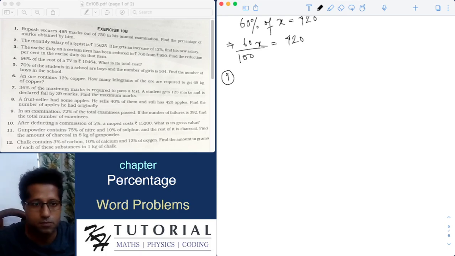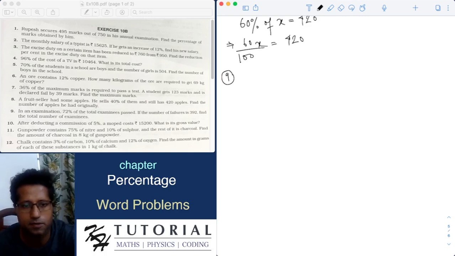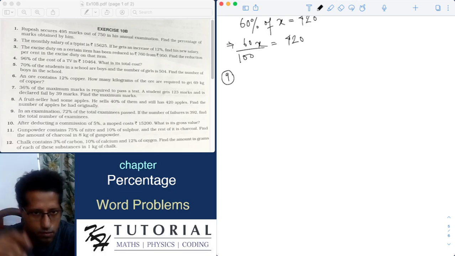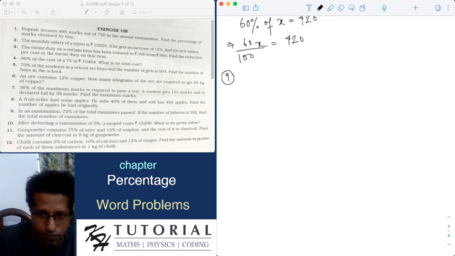Okay, let's solve question number 9. It says in an examination, 72% of the total examinees passed. If the number of failures is 392, find the total number of examinees. In an examination, 72% of the total examinees passed. If the number of failures is 392, find the total number of examinees. Okay, so let's solve this. This is a similar kind of problem like 8. I will solve it in a little better way.